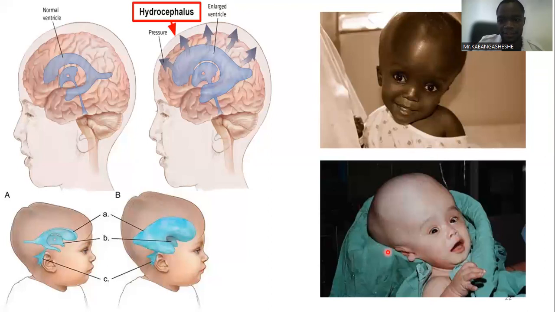Obviously, in this case, it is severe because the occlusion, I'm sure, is significant, because look at the size of the child's head. That head is even larger than that of an adult. Okay.